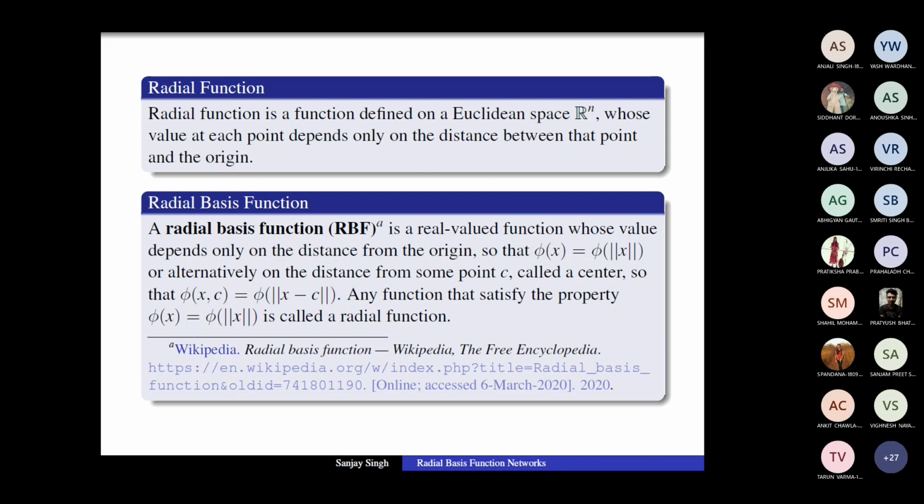It says that a radial basis function is a real valued function whose value depends only on the distance from the origin, so that when you say phi of x, it is nothing but phi of the Euclidean norm of x, meaning from the origin, whatever the distance is in the Euclidean norm sense, or alternatively on the distance from some point which is called a center, so that phi of x, c is phi of x minus c. Okay? So any function that satisfies this property is called a radial function. Even this is also a radial function, but there is some center. So when you have any function which satisfies this property, we call it a radial function.